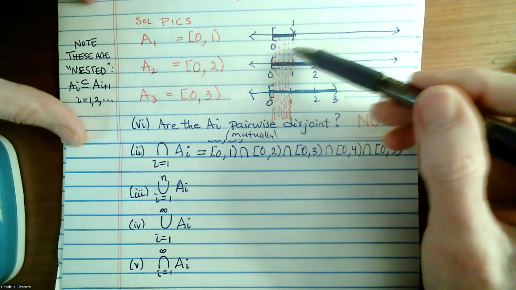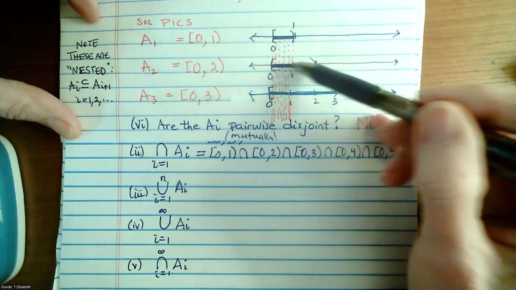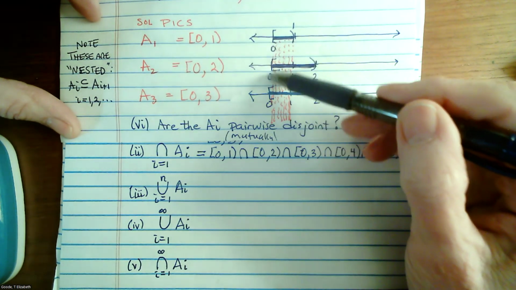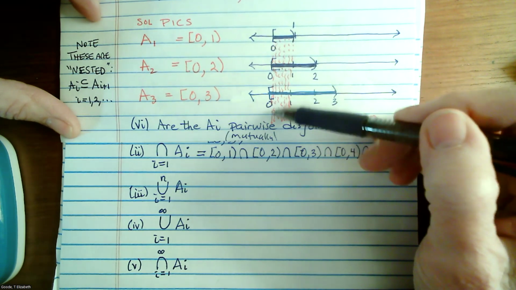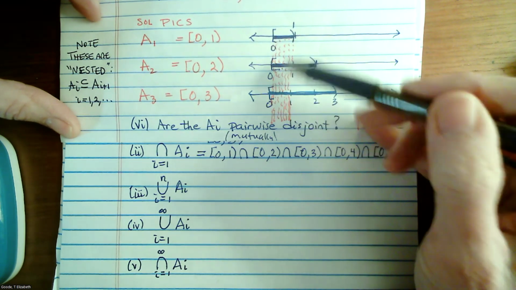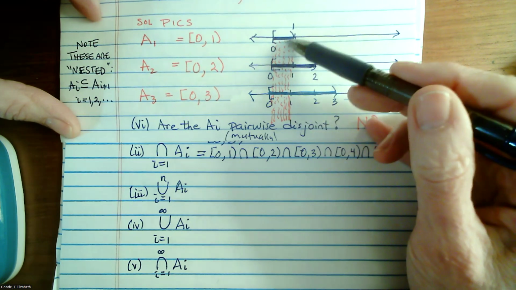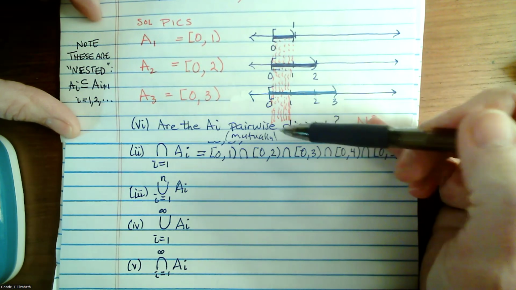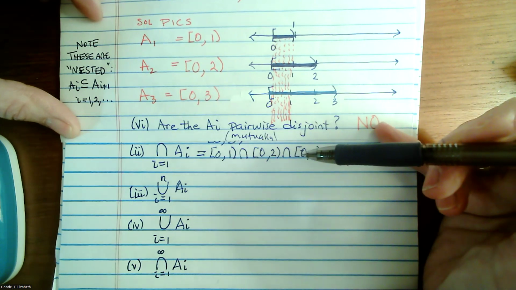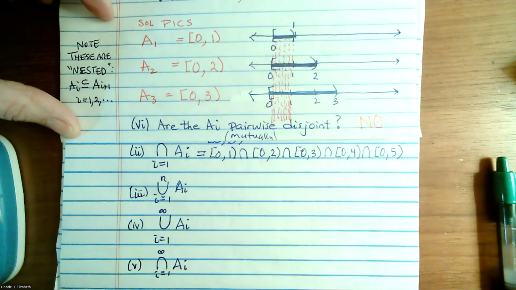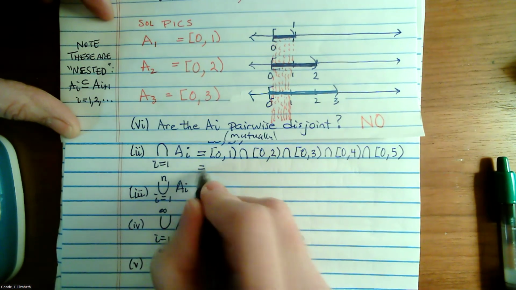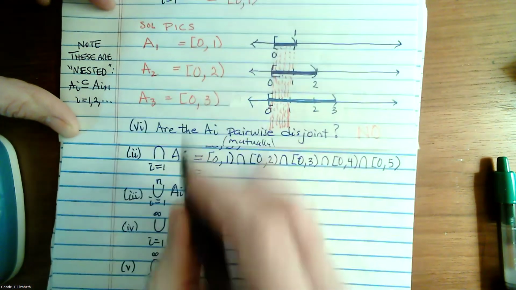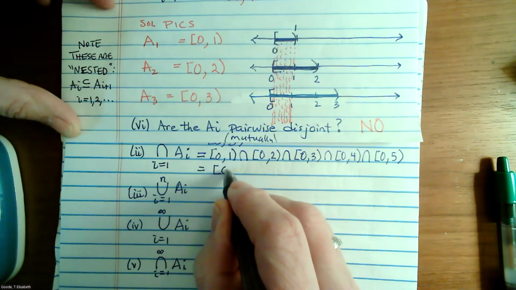Here's A1. I've stacked them up here. Here's A2. Here's A3. And I've tried to kind of show the region where there are X's shared by all of these sets. Do you see it? And zero is in every single one of these sets. Do you agree that we can definitely include 0?